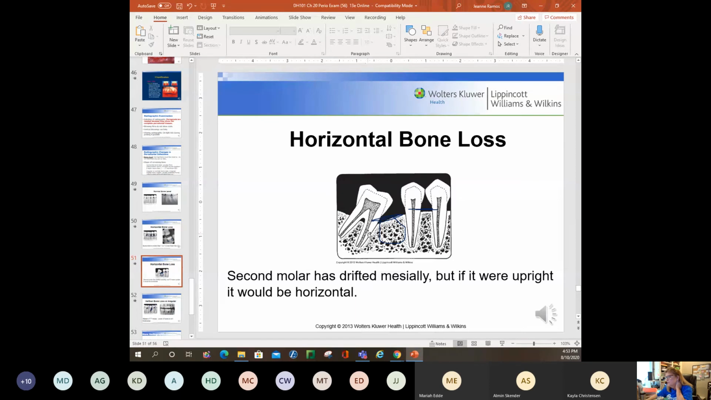So when a molar is drifted forward like this, in front or in back of a missing tooth, then that's not really considered vertical, it's still horizontal. Does that make sense?